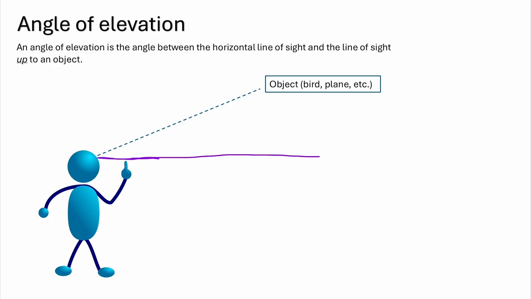This purple line that I've drawn in here represents the horizontal. So there's an angle right here. This angle theta is what's called an angle of elevation. So it's the angle for somebody looking up at an object.